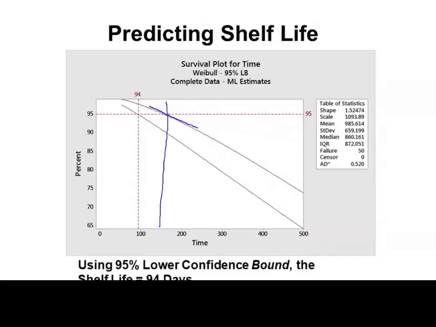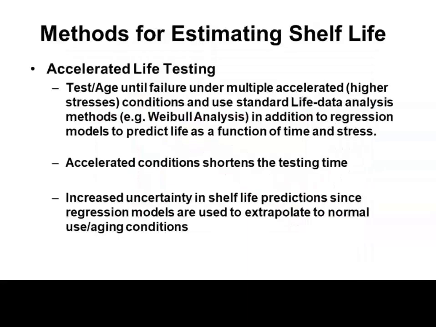But where the lower bound falls to 95% is actually a little less than 100. It's 94 days. So that would be my shelf life estimate. It'd be the time at which I'm 95% confident that no more than 5% are failing. Don't confuse the confidence level, which happens to be 95%, and the reliability, which is also dropping to 95% here. This happens to be the same in this example.